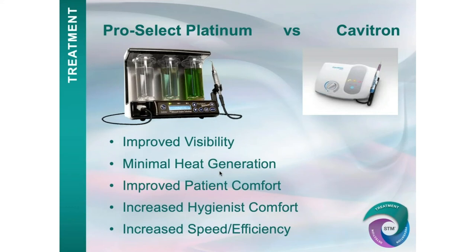So with this unit, you get improved visibility. It has a light. Just like we have a light on our handpiece, our hygienists should have a light on their scalers. Minimal heat generation because they're titanium tips. They're not metal tips, so they don't generate as much heat. Improved patient comfort. And by the way, less heat means you're not drowning a patient, right? You don't have to cool that tip as much. Right? Improved patient comfort, and then the hygienist doesn't have to push it hard because the lateral force required with the piezo is very minimal, and it's much more efficient. So this is what we use in the program.